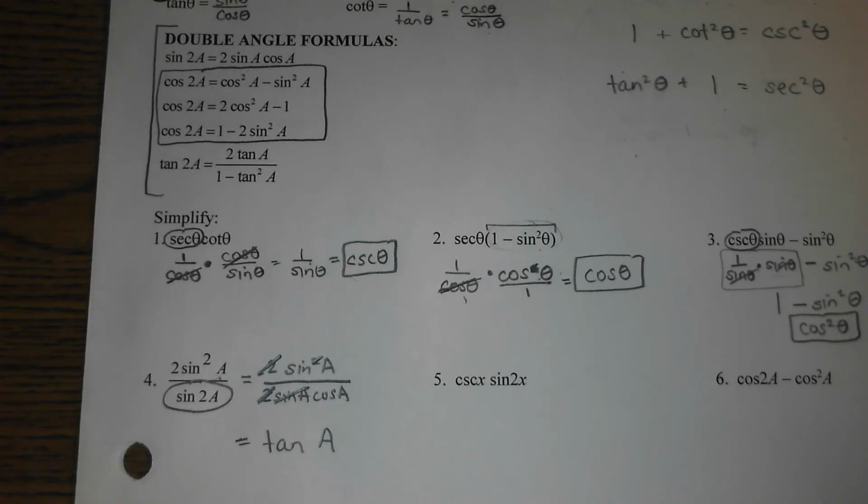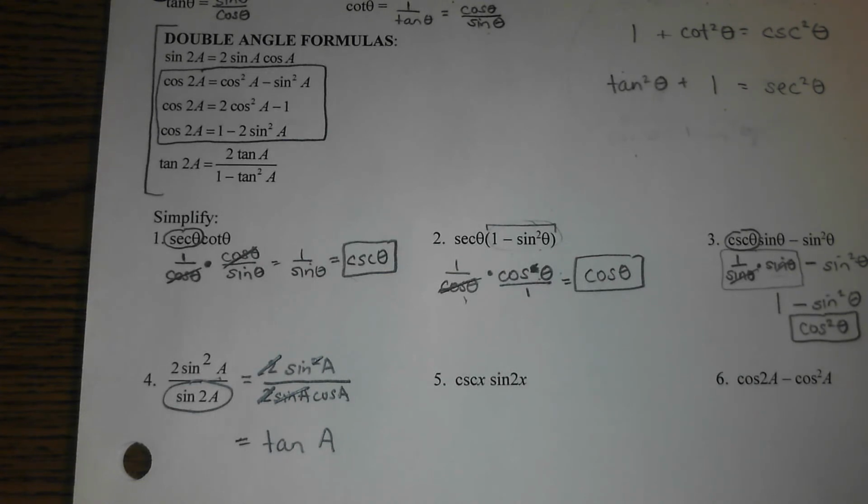So on this one, if I were to take the cosine squared and replace it, go up to your Pythagorean identities in the upper right corner. What can I replace that cosine squared with? 1 minus sine squared. So if I did that, 1 minus sine squared of a minus sine squared of a, it just becomes 1 minus 2 sine squared of a. So they're all intertwined.